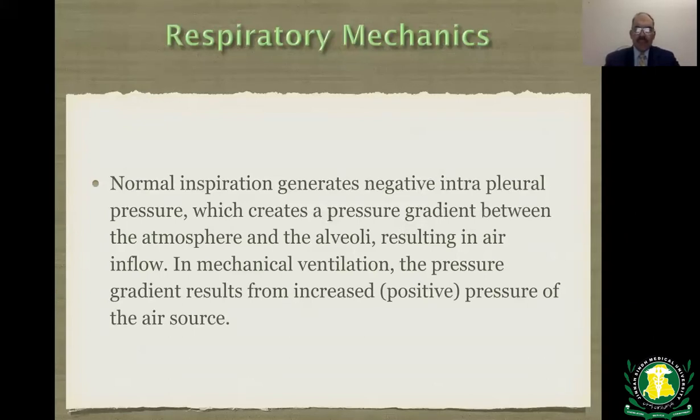Normal inspiration generates negative intrapleural pressure, which creates a pressure gradient between the atmosphere and the alveoli, resulting in air inflow. In mechanical ventilation, the pressure gradient results from increased positive pressure of the air source.